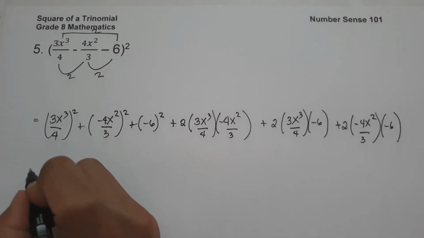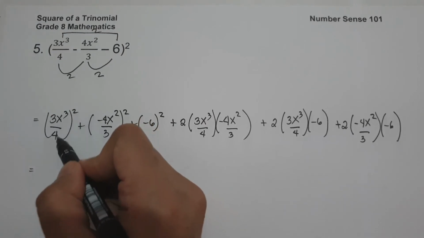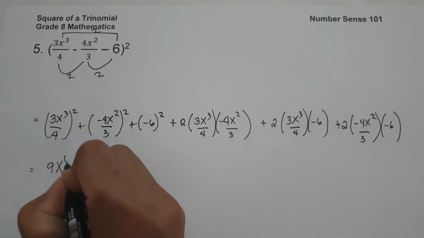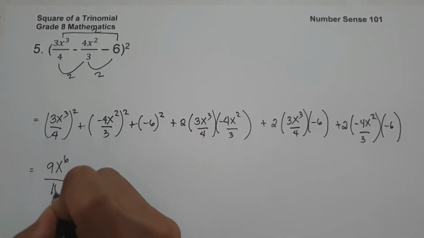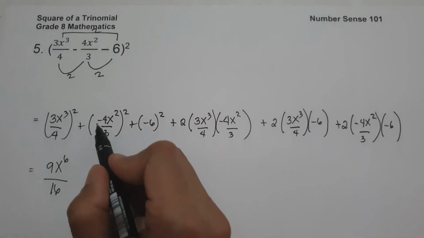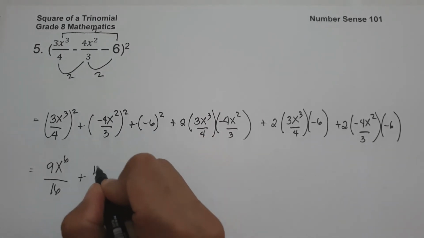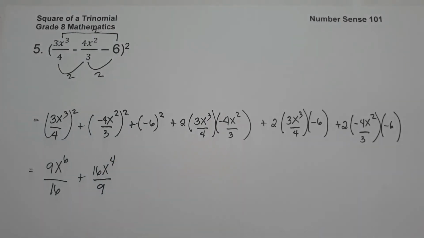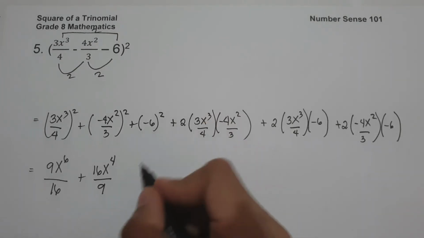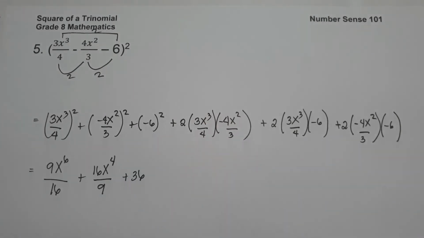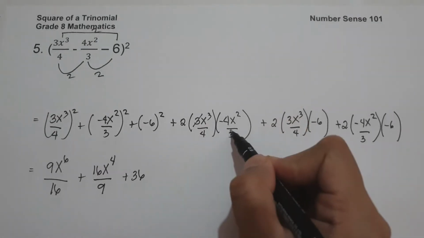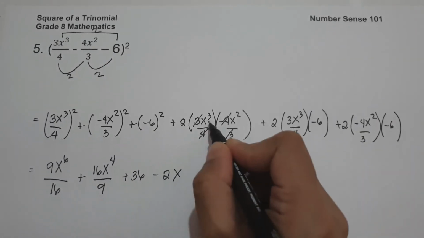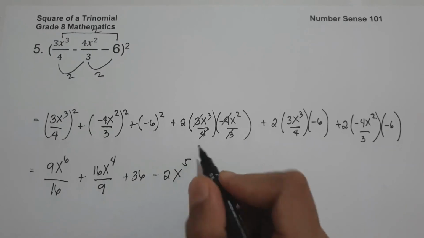And to simplify, let us distribute the exponent in the numerator and denominator. 3x cubed raised to 2, that is 9x raised to 6 over 4 squared, that is 16. And then negative 4x squared raised to 2, that is positive 16x raised to 4, and 3 squared, that is 9. And then negative 6 raised to 2, that is positive 36. And to simplify this one, we can cancel 3 together with 4. So you're going to end up with negative 2x. Let us add the exponent, that is 5.